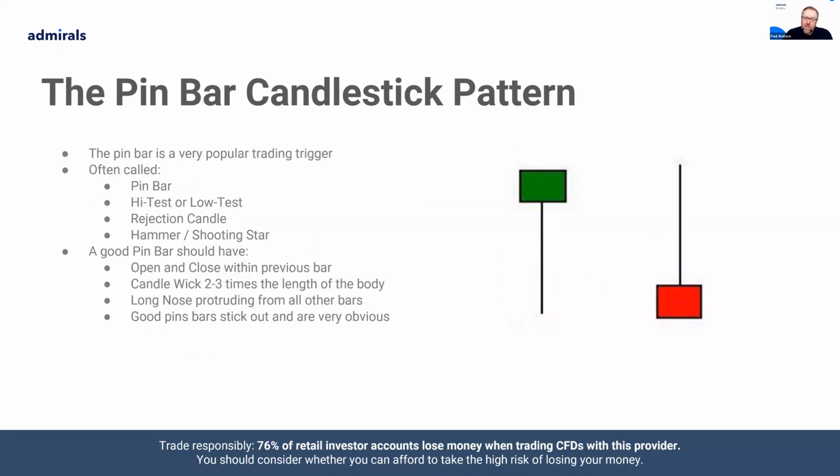Another one is a pin bar, a rejection candle, and it's a very popular trading trigger. You'll hear it sometimes called a pin bar, a high test or low test bar, a rejection candle, a hammer, a shooting star. I don't really care how you label it. Whatever label works for you is fine. The important thing is you understand the psychology of what has happened to create that particular candle.